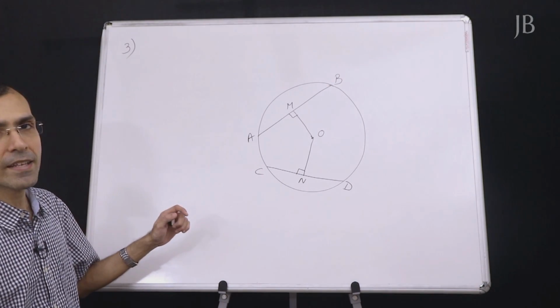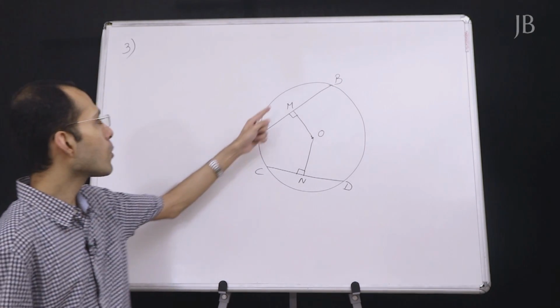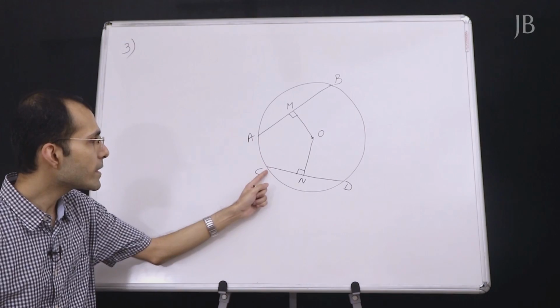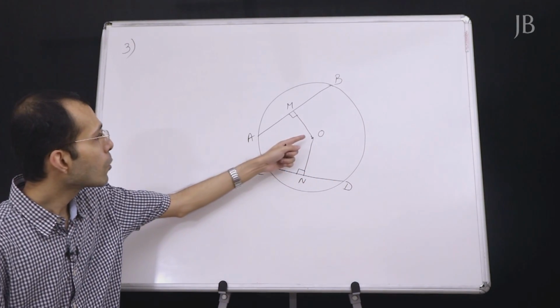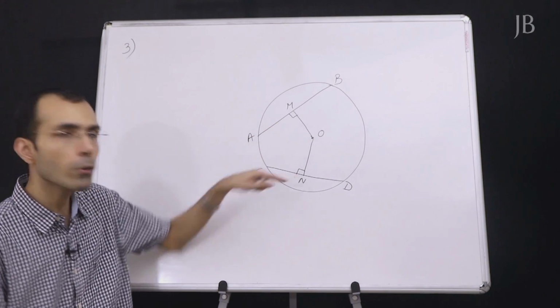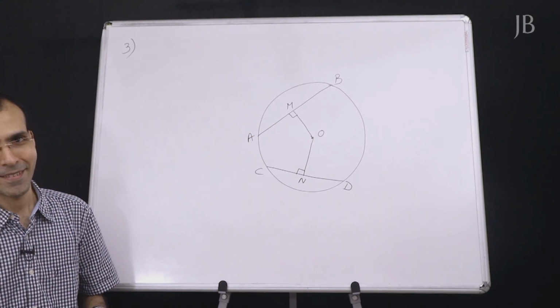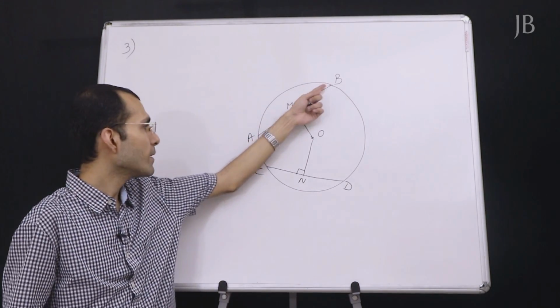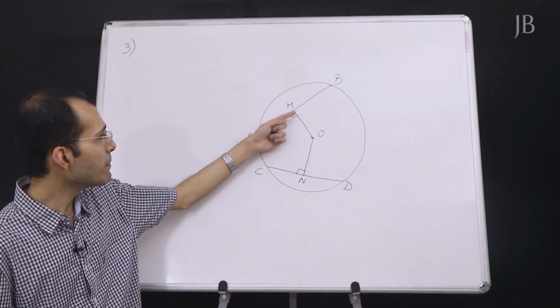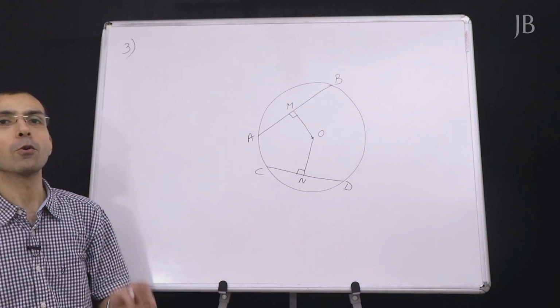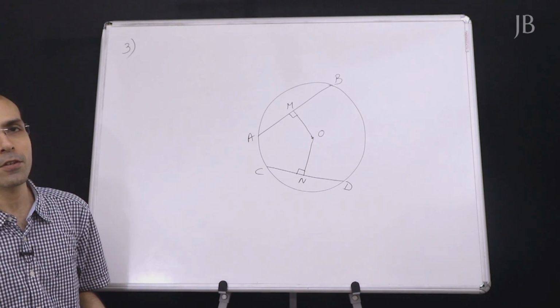Now the concept says, if chord AB is equal to chord CD, then OM also will equal ON. If chord AB is equal to chord CD, then OM will also equal ON. So how do we frame this concept?